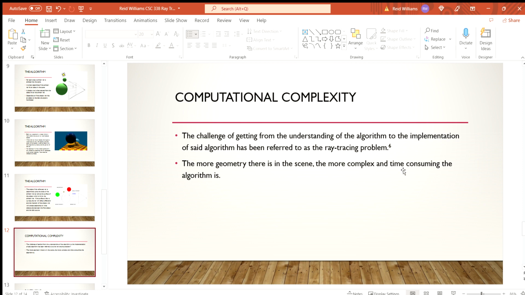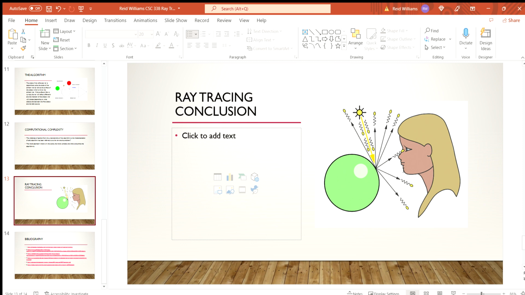And the challenge of getting from this concept, the 1969 concept, to today is treated as the ray tracing problem, which is being solved pretty well nowadays, honestly. And the more geometry there is in a scene, the more complex and time-consuming the algorithm is. So it's really interesting to see how this concept of an algorithm, which is relatively straightforward, can take so much time and so much processing power to implement in code, as well as through the computational power of a computer. Although we've known about it for decades, only recently have our computers been capable of implementing this ray tracing.